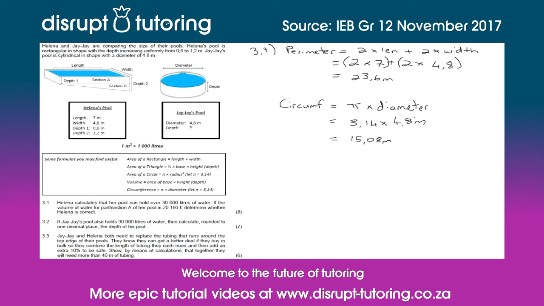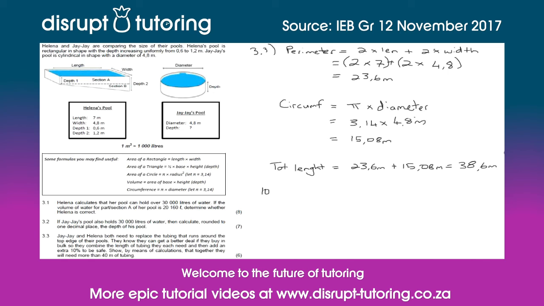And then we need to add them, so their combined total, so the total length that they need is both their pool edges added together. So it's going to be your 23,6 meters plus your 15,08 meters. So in your calculators, this comes to 38,6 meters. And now we need to add the 10%.